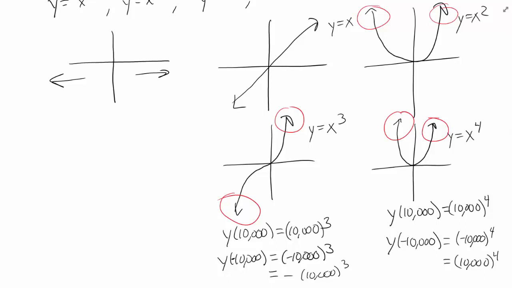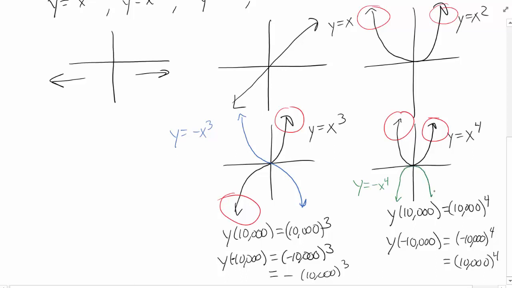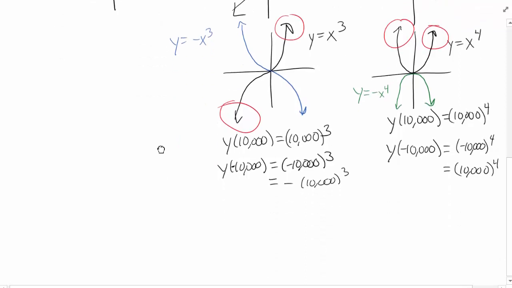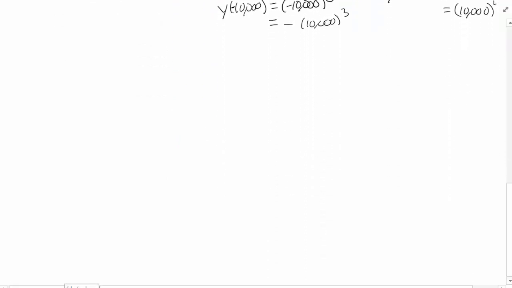If you then added, say, a negative out front, as in if you wanted to graph a negative x cubed, well, that negative is outside, so you're going to flip the y value, so it ends up like this. So the end behavior switches if you have a negative out front. Similarly, if you had a negative x to the fourth, that negative is outside, so you're going to flip it down over here and the end behavior switches.